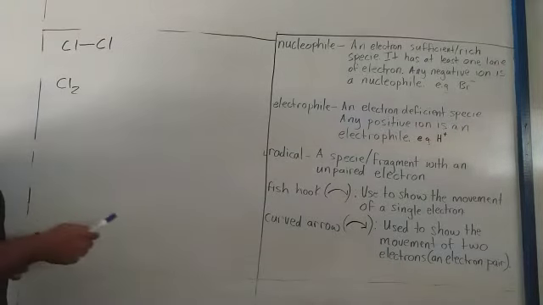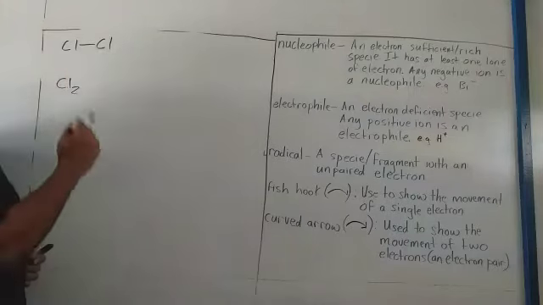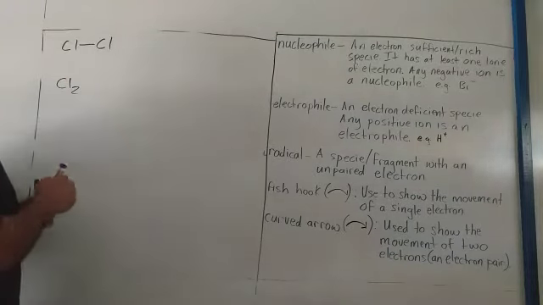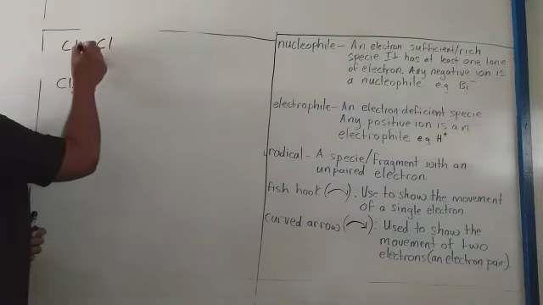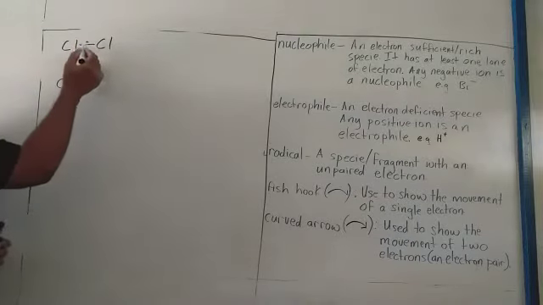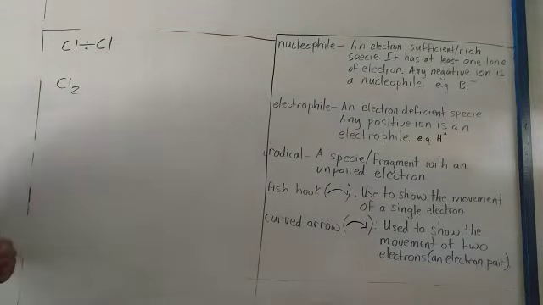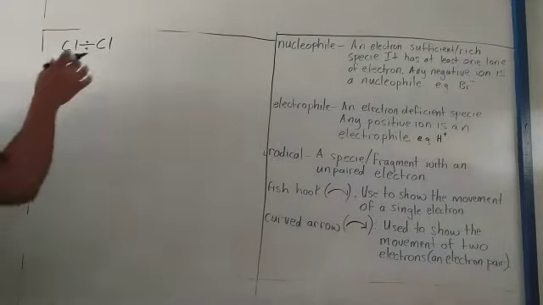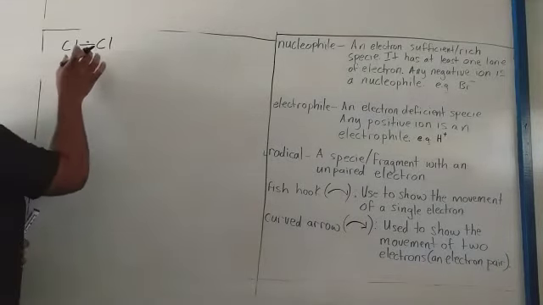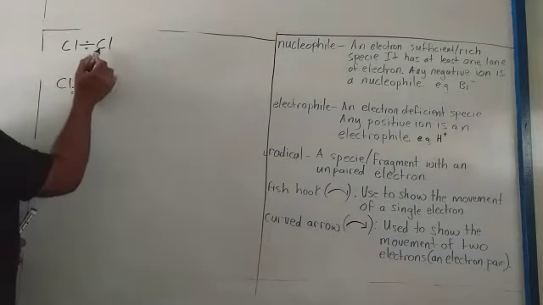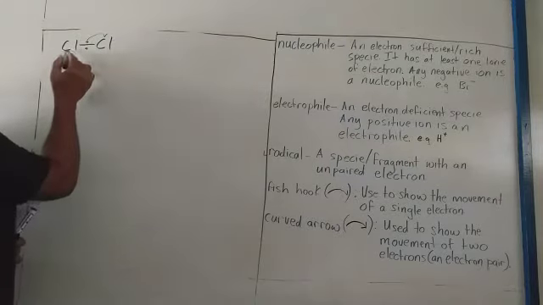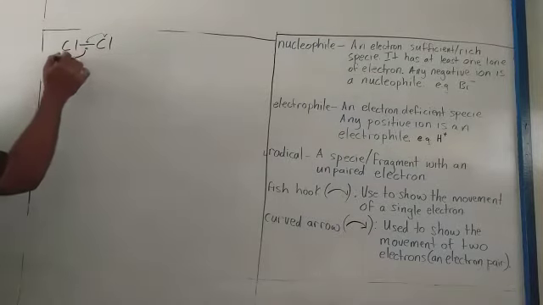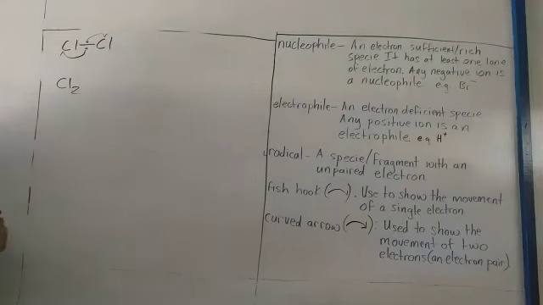Also, you should know that every bond has 2 electrons. So, for explanation purposes, I'm going to highlight the 2 electrons. So I'm going to use these 2 dots to represent the electrons. So if this bond is going to break homolytically, it means that this chlorine atom must get 1 electron. And this chlorine atom must also get 1 electron.